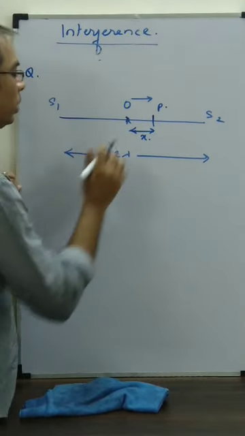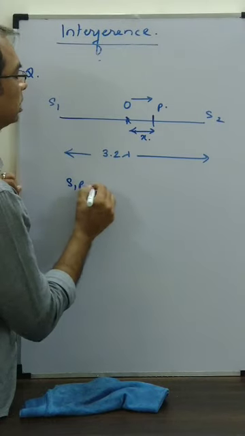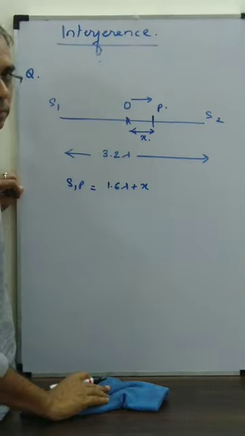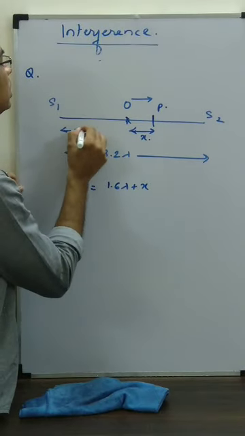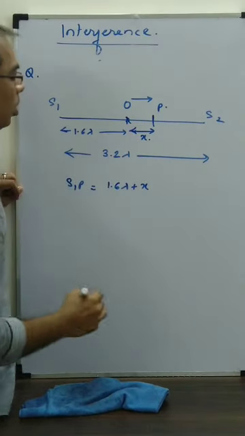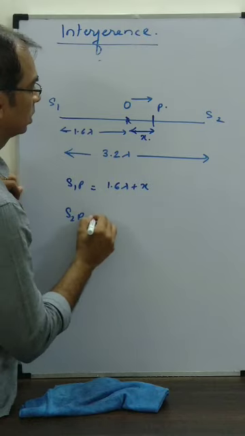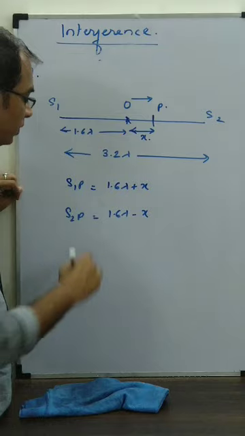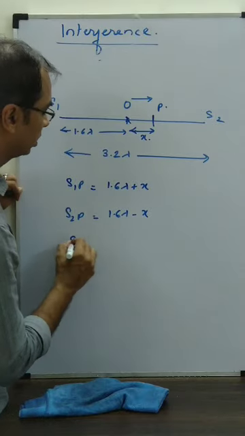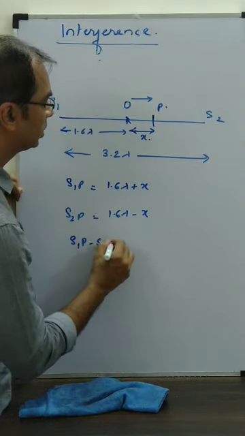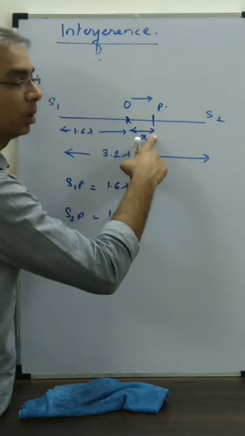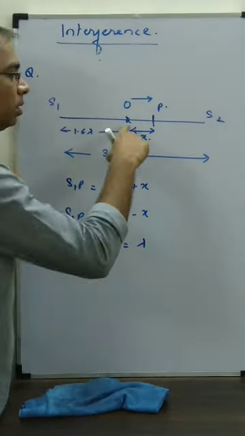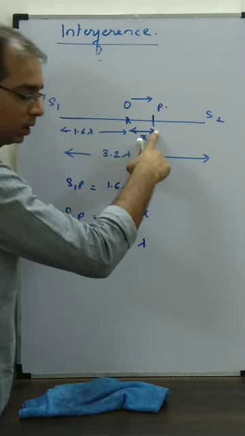So how much is this moving? How much is S1p? S1p I will say is 1.6 lambda plus x. Why? Because this is 1.6 lambda. And how much is S2p? 1.6 lambda minus x. What is the path difference? S1p minus S2p. And how much should this be for getting maxima over here? It should be equal to lambda. Why lambda? Because here it is 0, the next becomes lambda only.